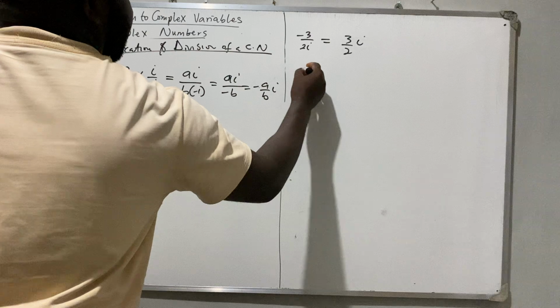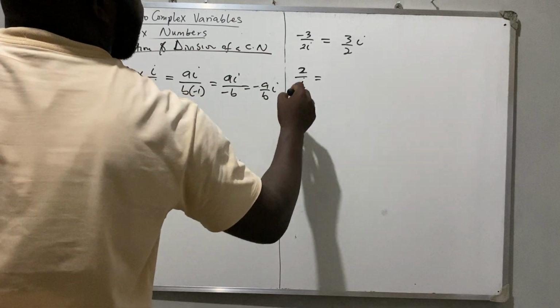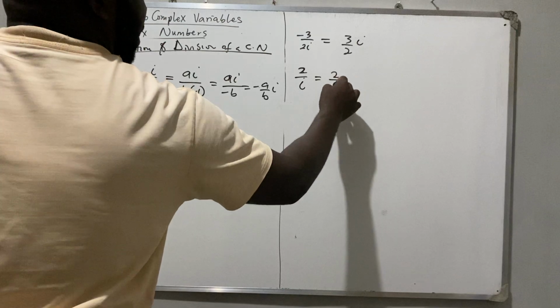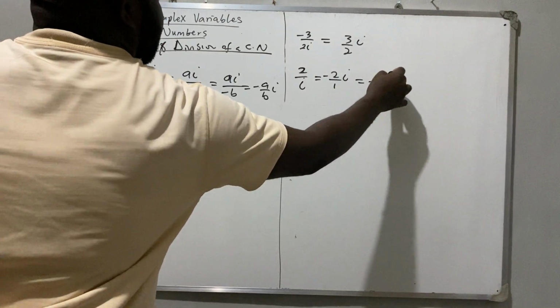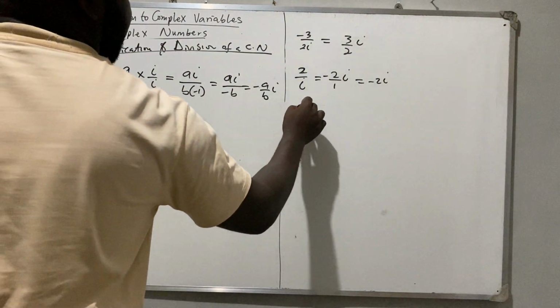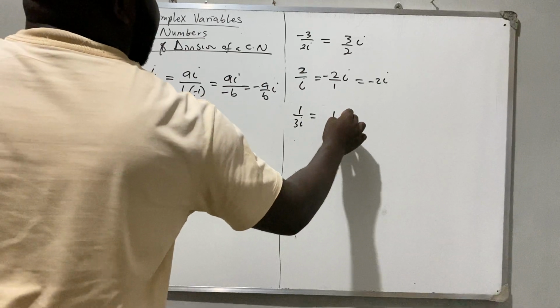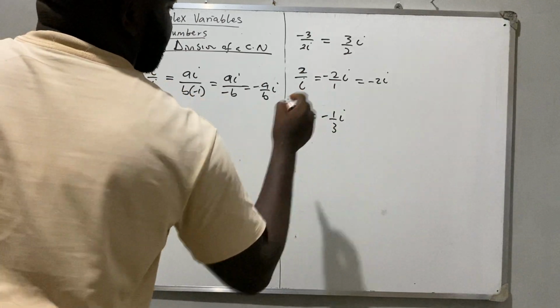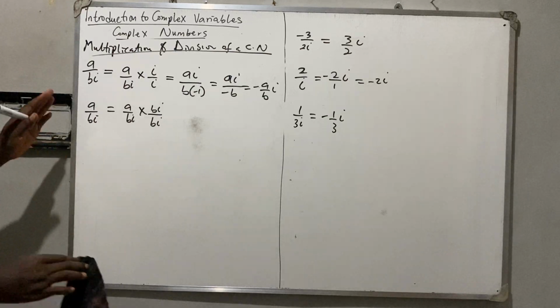If I have maybe 2 over i, this is 2 over 1; bring the i up, then change the sign, which will give you just minus 2i. As simple as that. So 1 over 3i will give you what? 1 over 3, bring the i up; this was positive, so it will now be negative. So that is the shortcut when it is in this form.